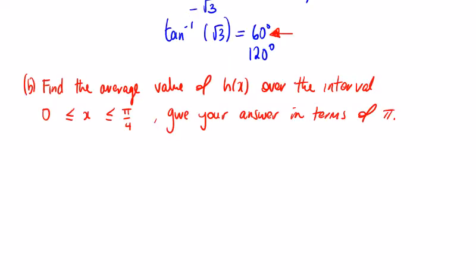So here we're asked to find the average value of h of x over the interval 0 is less than or equal to x less than or equal to pi over 4, and give your answer in terms of pi. We know, because you guys are brilliant at integrating, the average value is 1 over b minus a by the integrated, of course, the integrated function.